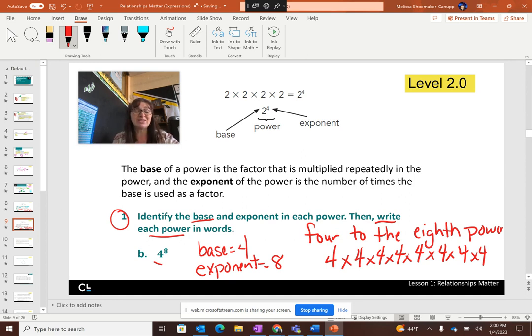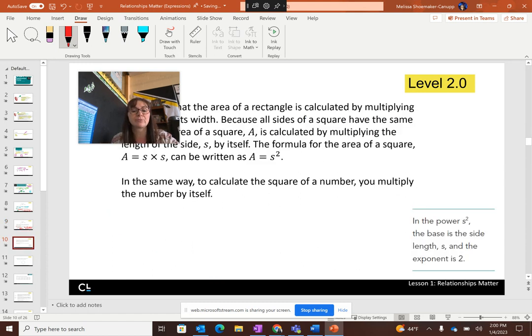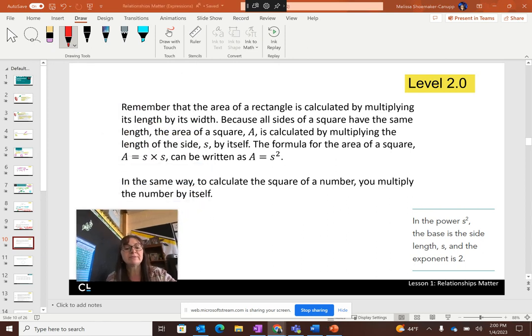Now, I would never tell you to come up with that number in your head. I would give you a calculator to do that. Okay, never think you're going to have to multiply 4 times itself 8 times without a calculator. Okay, let me move myself here.